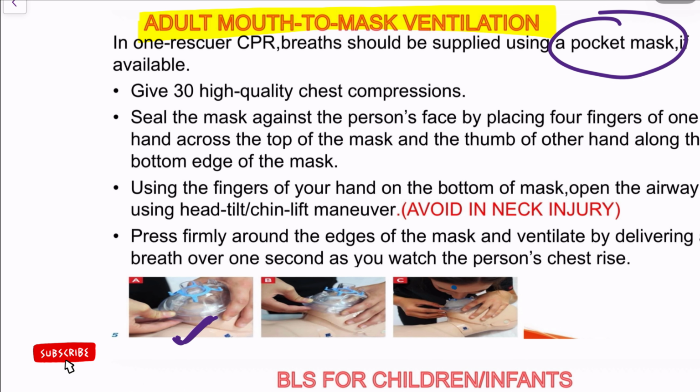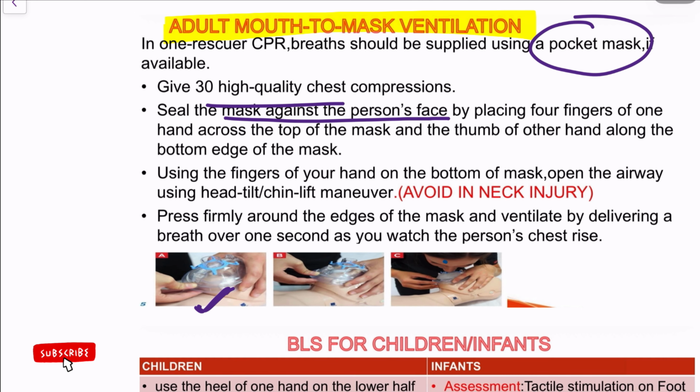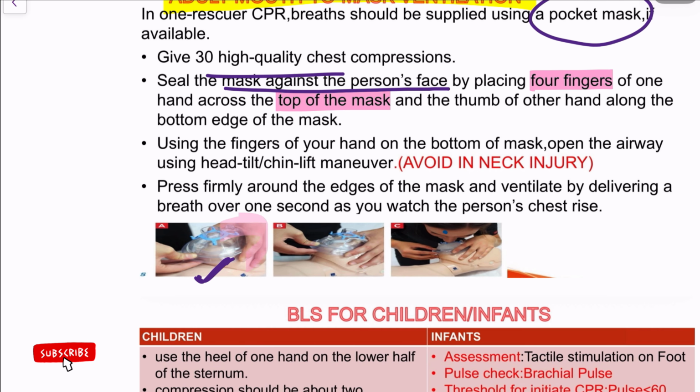Now, give 30 high quality chest compressions. Seal the mask against the patient's face by placing the four fingers. You have to place four fingers of one hand across the top of the mask. Here you can see the four fingers on the top of the mask, and the thumb of the other hand along the bottom edge of the mask. This is how the mask is sealed.